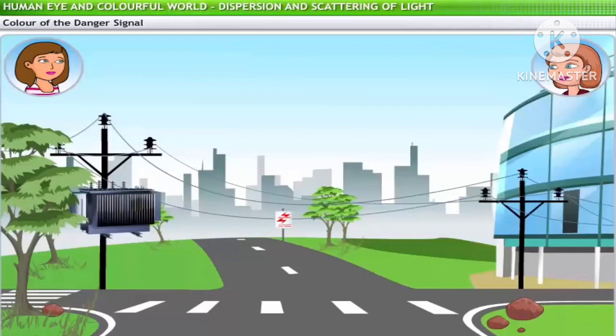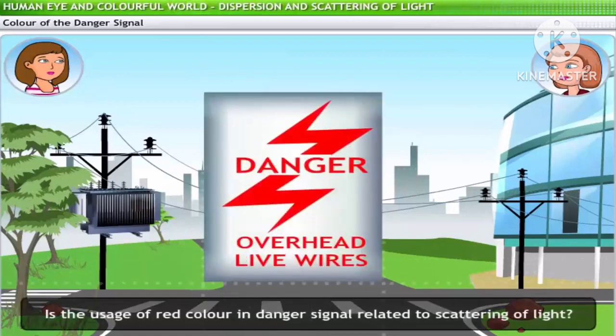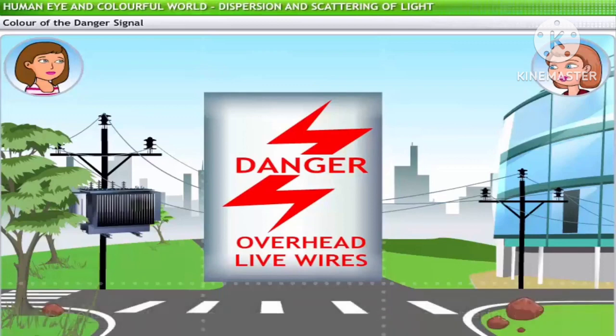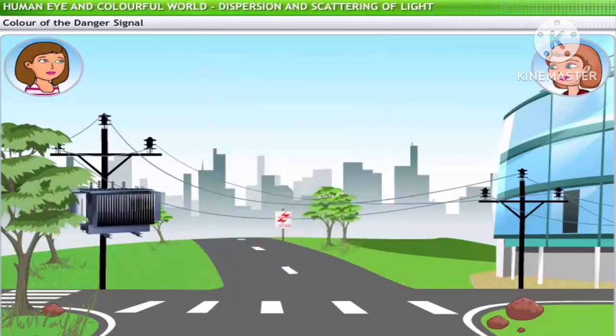Can you recall any application which you can relate to the scattering of light? I think I've heard about the red color used in danger signals, but don't know whether it relates to the scattering of light. Actually, that's a very good example. Red has a longer wavelength and hence it is least scattered in any type of the atmospheric conditions. Due to this, the signal appears without change in color for longer distances. Therefore, it is effective to indicate the danger signal universally.